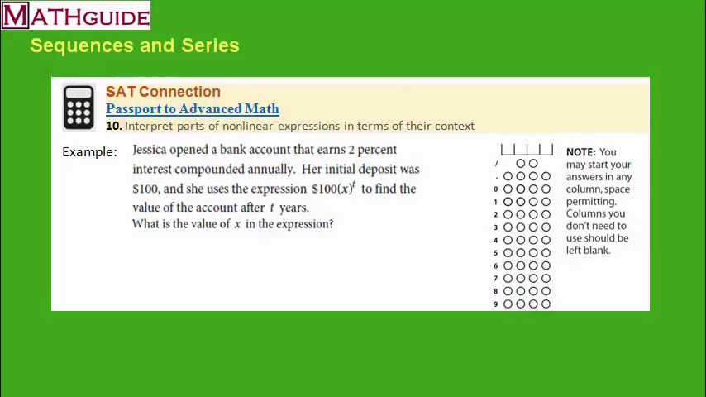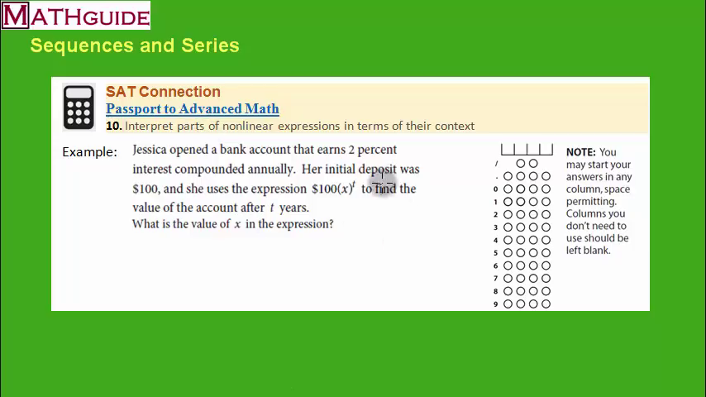So let's take a look at this SAT question. Jessica opened a bank account that earned 2% interest compounded annually. Her initial deposit was $100, and she used the expression 100 times x to the t to find the value of her account after t years. What is the value of x in the expression?